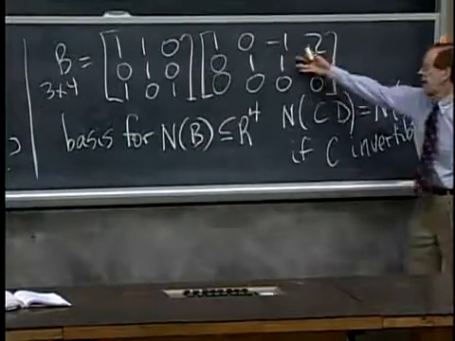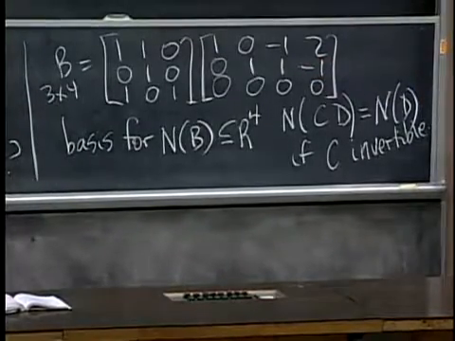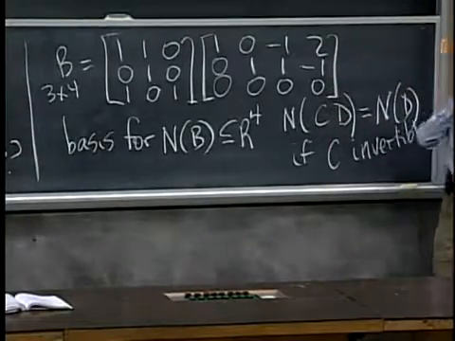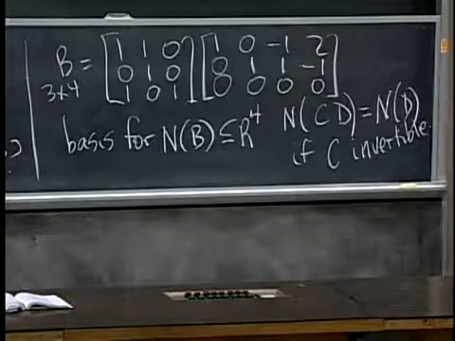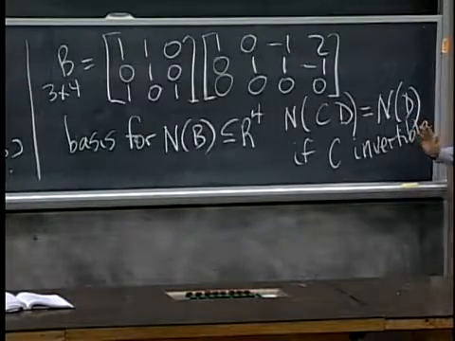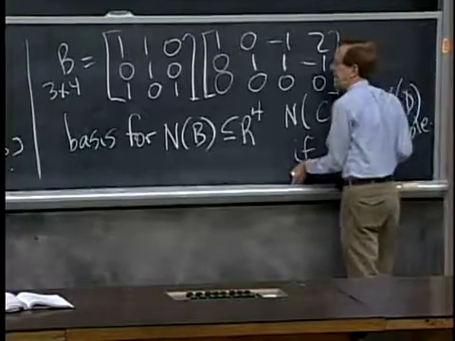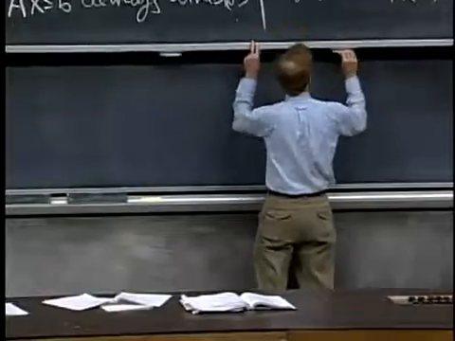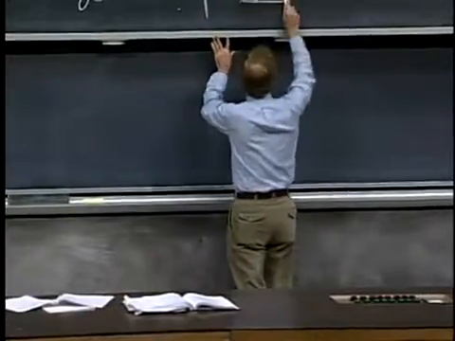Okay, so basically I'm asking you for the null space of this one. I don't have to do the multiplication because that first factor C is invertible. It's not going to change the null space. Okay, so can we just write down a basis now for the null space?